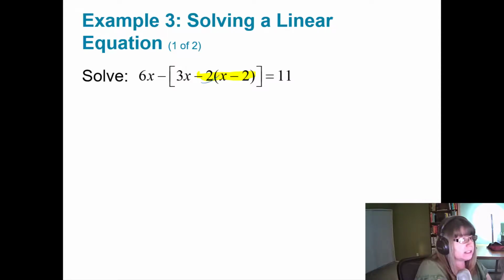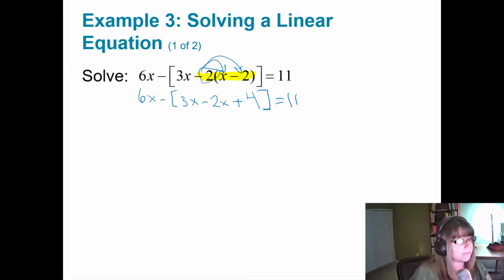So I'm going to distribute this negative 2 both to the x and to the negative 2. 6x minus 3x minus 2x, and a negative times a negative is a positive 4. And that equals 11. Now anything in those brackets I want to simplify. So 3x and negative 2x, 6x minus bracket is a 1x plus 4. That's pretty simplified, equals 11.